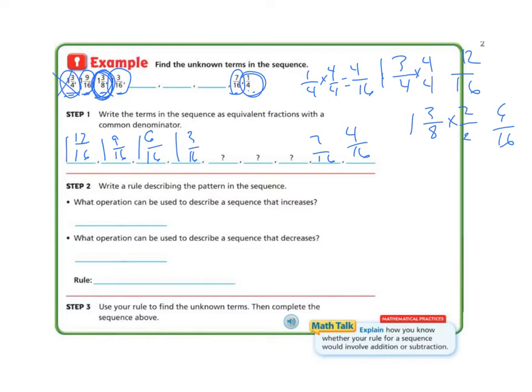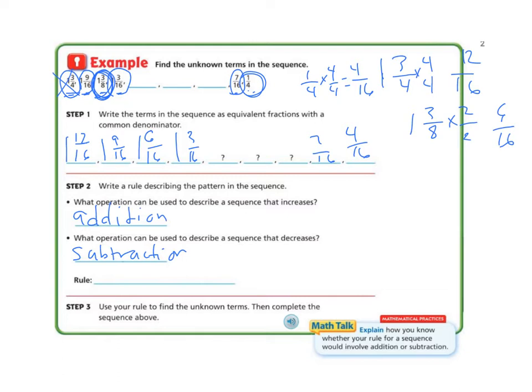So I've got them in a sequence, and so now I need to write a rule that is going to describe the sequence. So what operation can be used to describe the sequence that increases? Well, when something increases, we say we're adding, right? So we can say that the rule is going to be addition. Okay? And then what operation can be used to describe a sequence that decreases? Well, when we decrease, we subtract, right? So the rule could be subtraction. Okay? So we need to look at this. Is it increasing or is it decreasing?